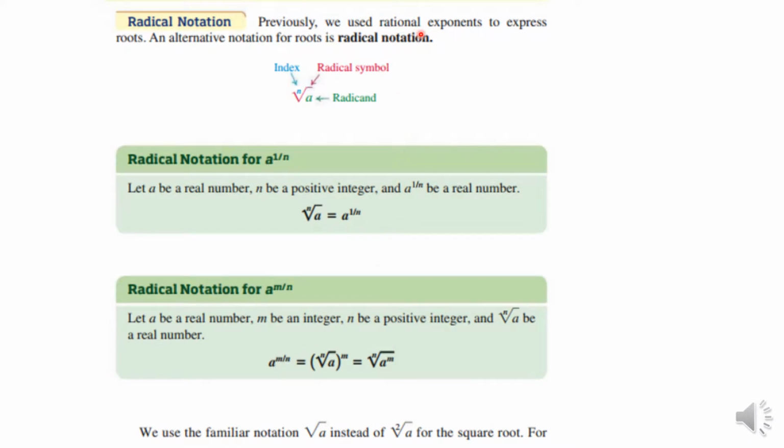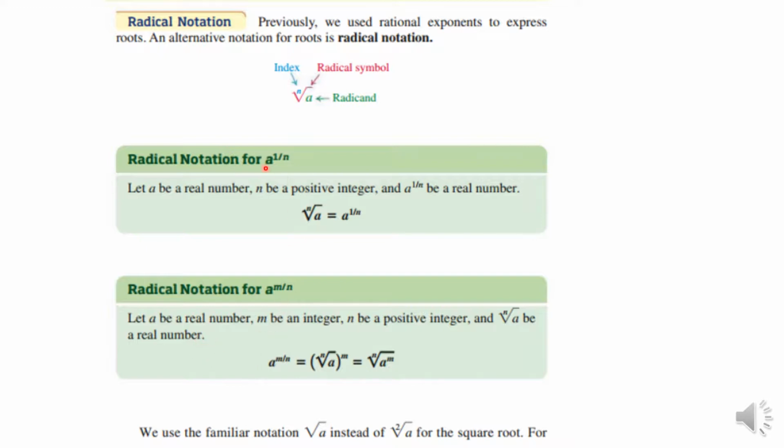Previously, we used rational exponents to express roots. This is an alternative notation. It's called radical notation. The little number that's inside this little check mark is called the index. The red symbol is called the radical symbol, and what's underneath is called the radicand. Here is what we mean by a to the 1 over n. A to the 1 over n is the same thing as the nth root, or principal nth root, of a.